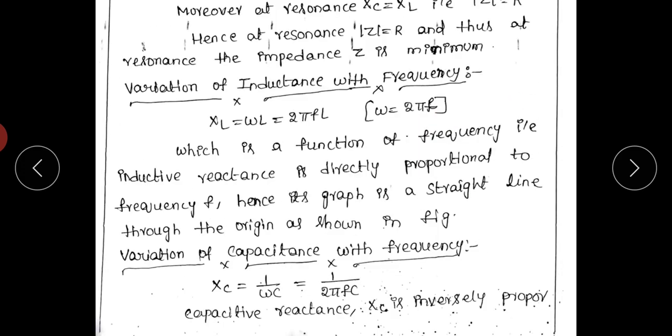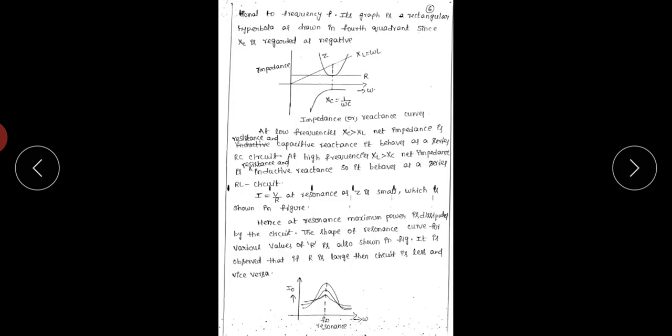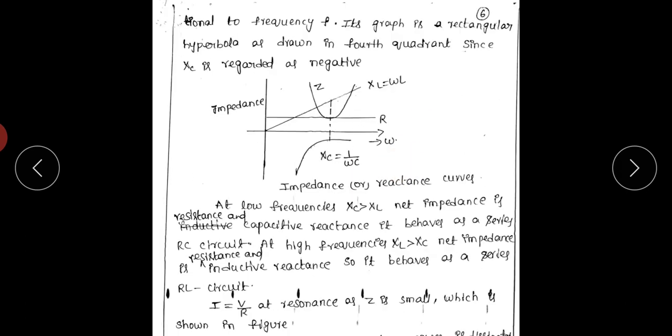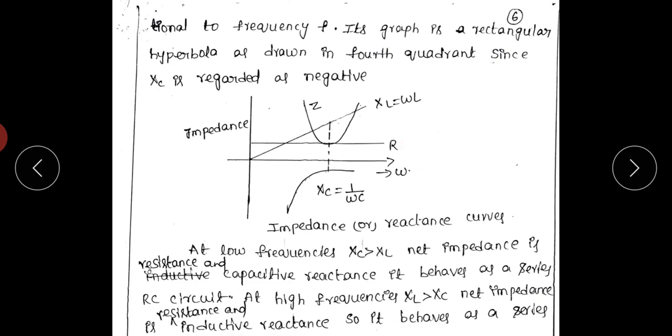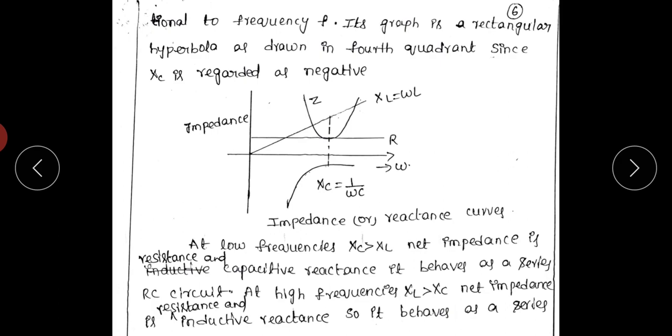Next one, XC versus frequency graph. XC means capacitive reactance, so this is the variation of capacitive reactance with frequency. XC equals 1 by omega C, omega equals 2 pi f, so it equals 1 by 2 pi f C. So capacitive reactance XC is inversely proportional to frequency. So the graph is a rectangular hyperbola. This is the graph between capacitive reactance versus frequency.